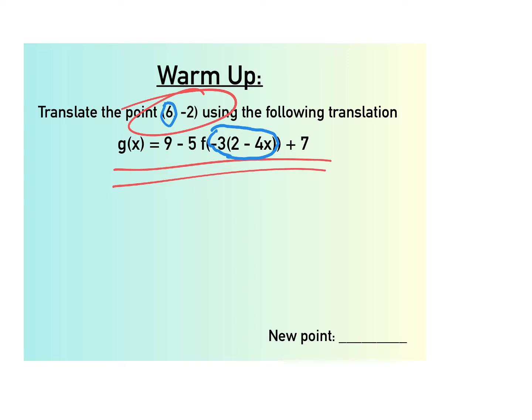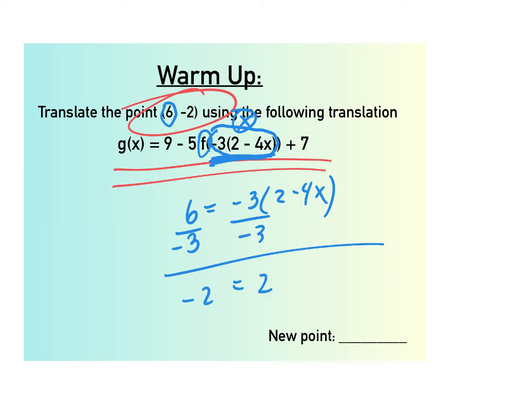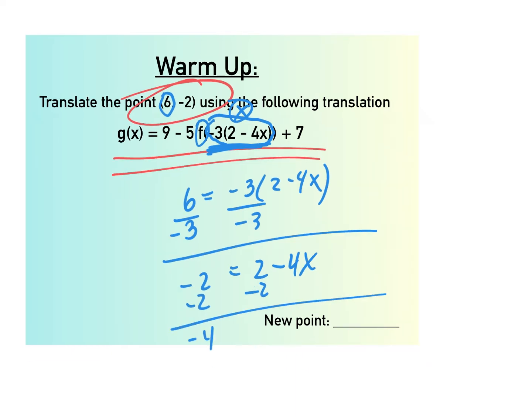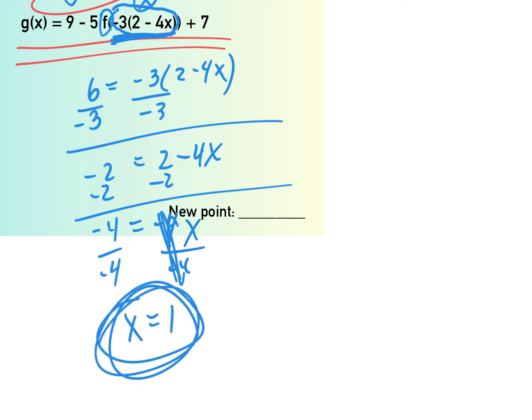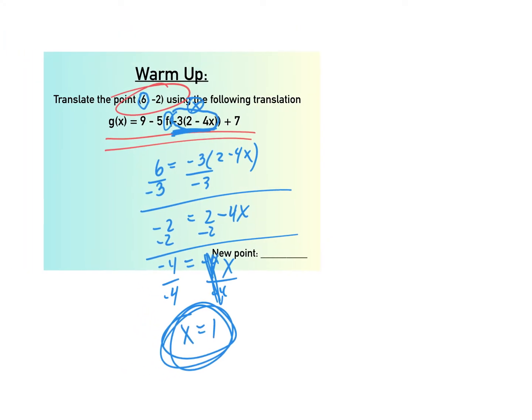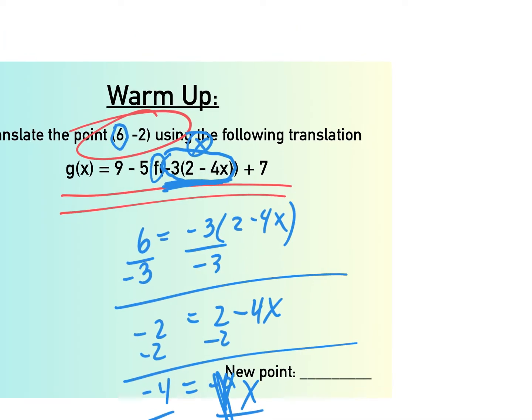So I would set, since this is the x part, f of x, this part right here is x, 6 equals negative 3 times (2 minus 4x). Dividing both sides by negative 3, I get negative 2 equals 2 minus 4x, subtracting 2 from both sides. A lot of chances to make little algebra mistakes, and I could be doing it too and not even noticing it, but it feels right so far. Cancels. x equals 1. Raise your hand if you had x equals 1. Yay, okay.